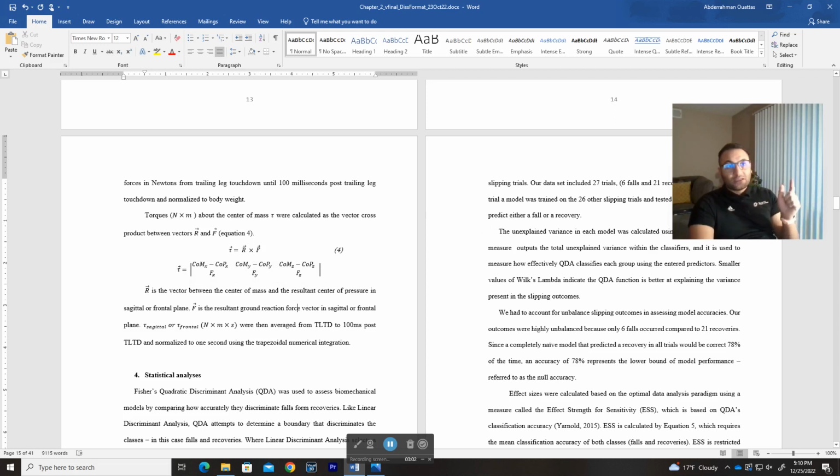But also make sure you create that for all the force plates. Each force plate will have its own torques about the center of mass, of course.